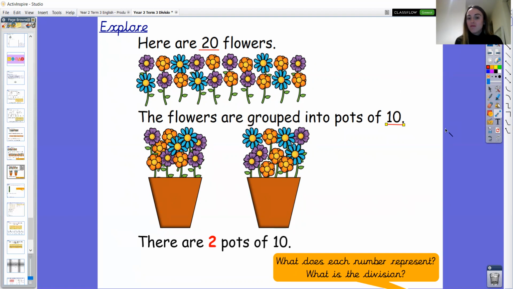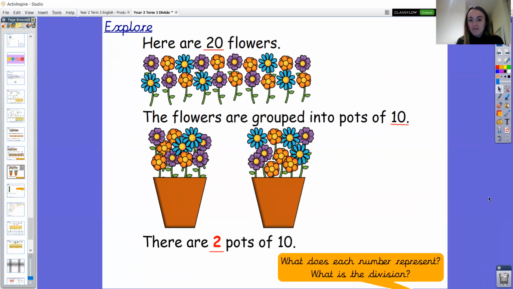What does the number 10 represent this time? Well done. The number 10 represents the amount of flowers inside each pot, which is different this time. And what does the number 2 represent? Brilliant. The number 2 represents the number of pots. So what is the division?